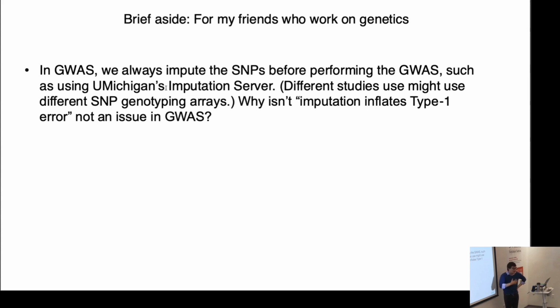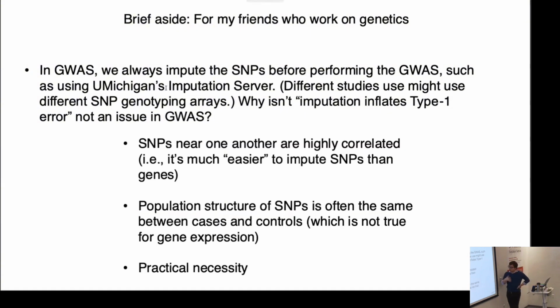So in the GWAS world, we're constantly imputing and then doing differential expression testing, and that has never seemed to bother the geneticists who work on these massive 10,000, 100,000 people analyses. And you might wonder why this story of imputation inflating type 1 error just doesn't play a role in genetics. So here are some reasons that I think explain this phenomenon.